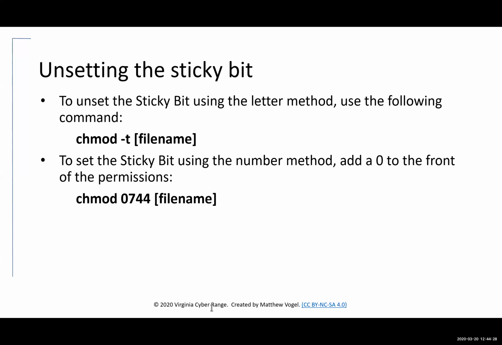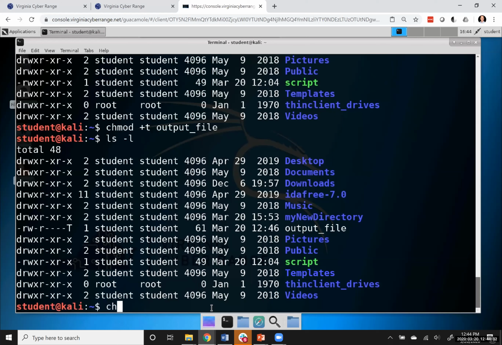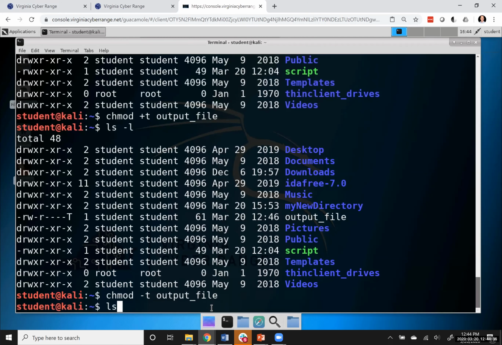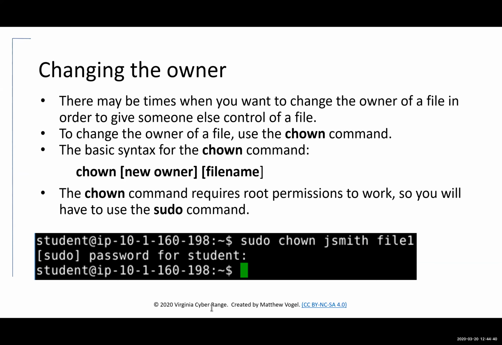Unsetting the sticky bit, you do the minus T, right? So chmod minus T output file. And now it's not sticky anymore.